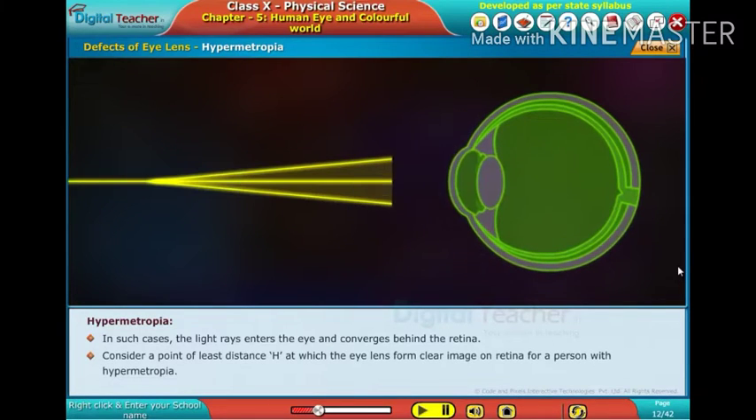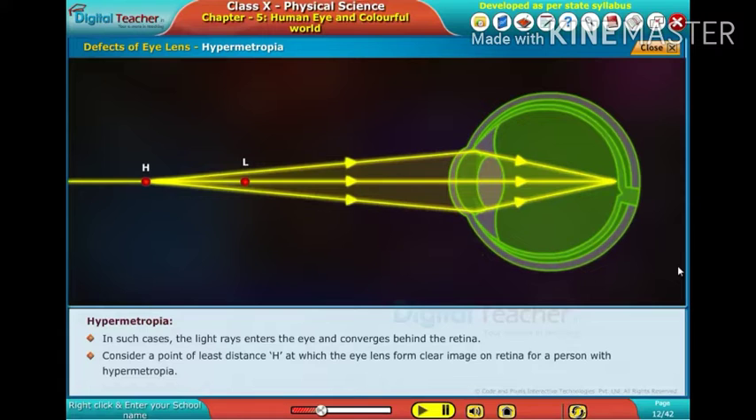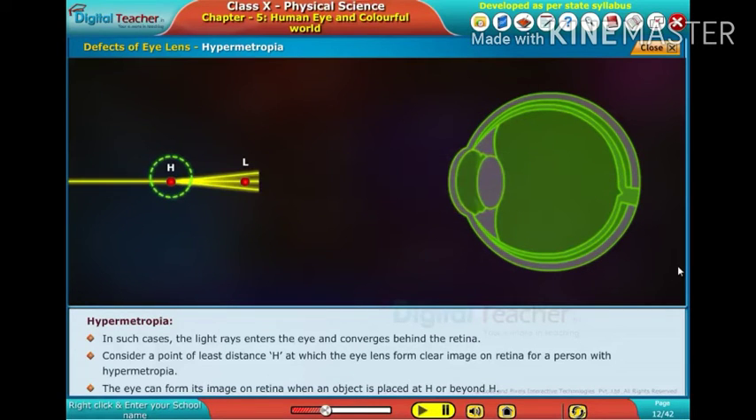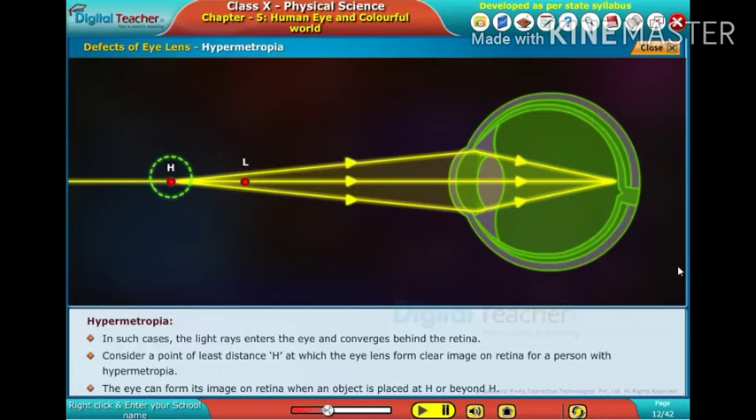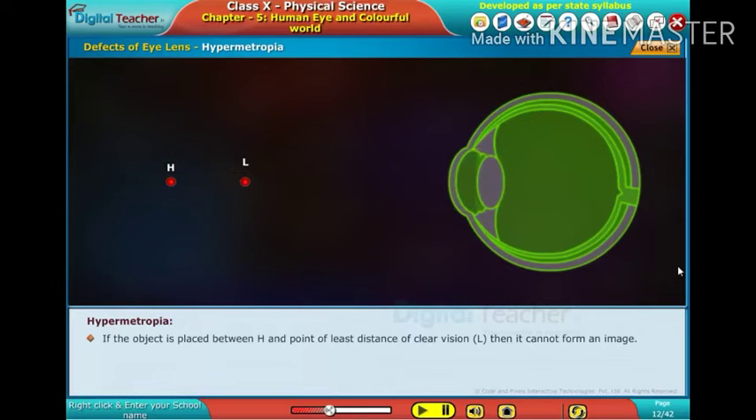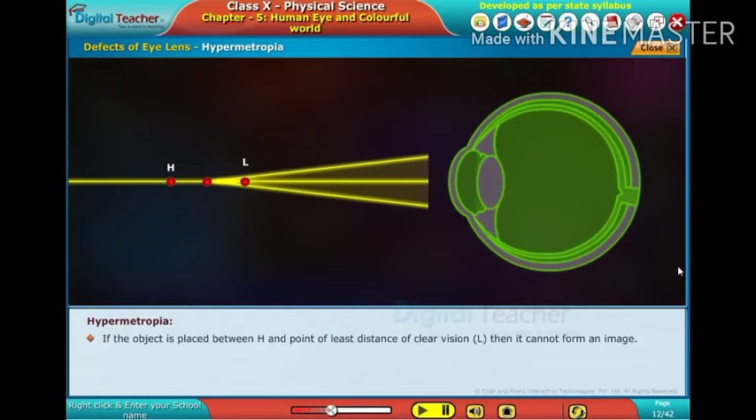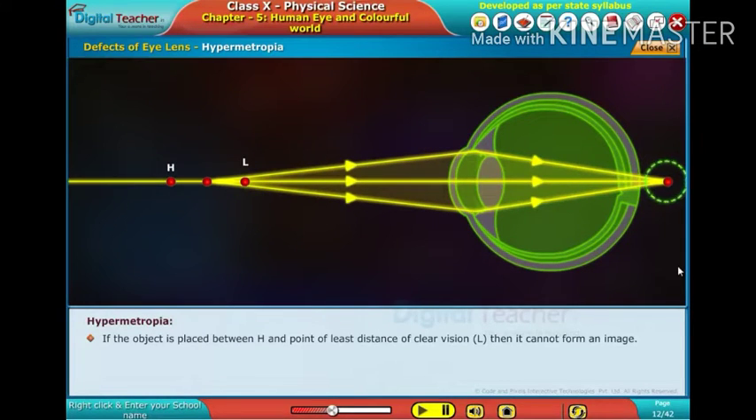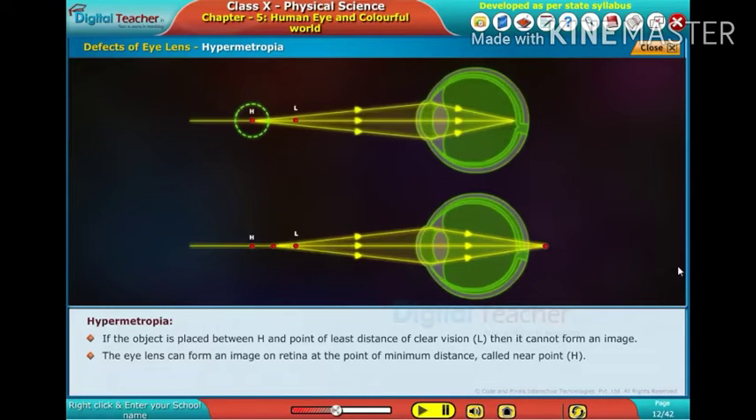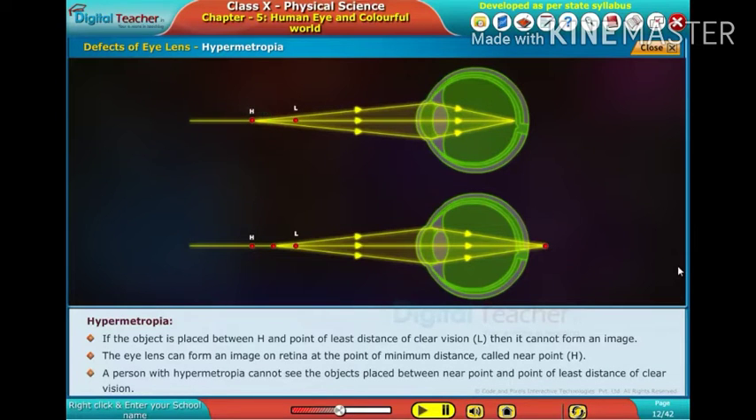Consider a point of least distance h at which the eye lens forms a clear image on the retina for a person with hypermetropia. The eye can form its image on the retina when the object is placed at h or beyond h. If the object is placed between h and the point of least distance of clear vision L, then it cannot form an image. The eye lens can form an image on the retina at the point of minimum distance called the near point h. A person with hypermetropia cannot see the objects placed between the near point and the point of least distance of clear vision.